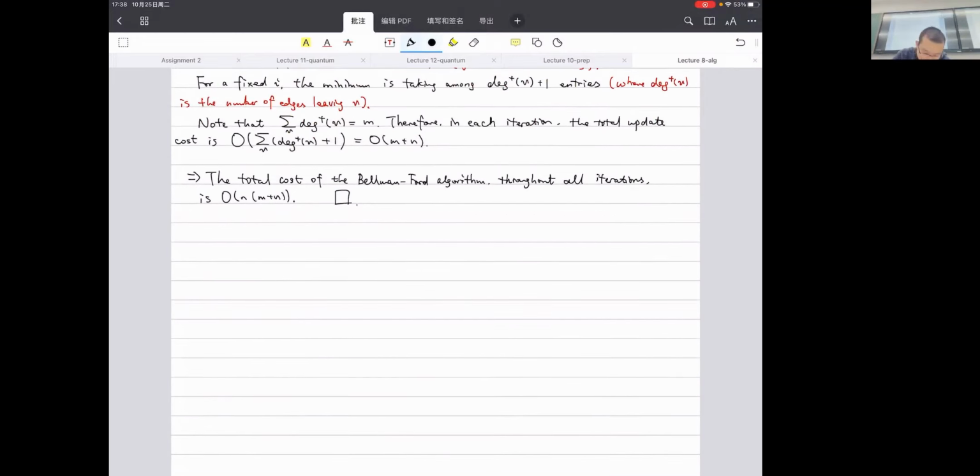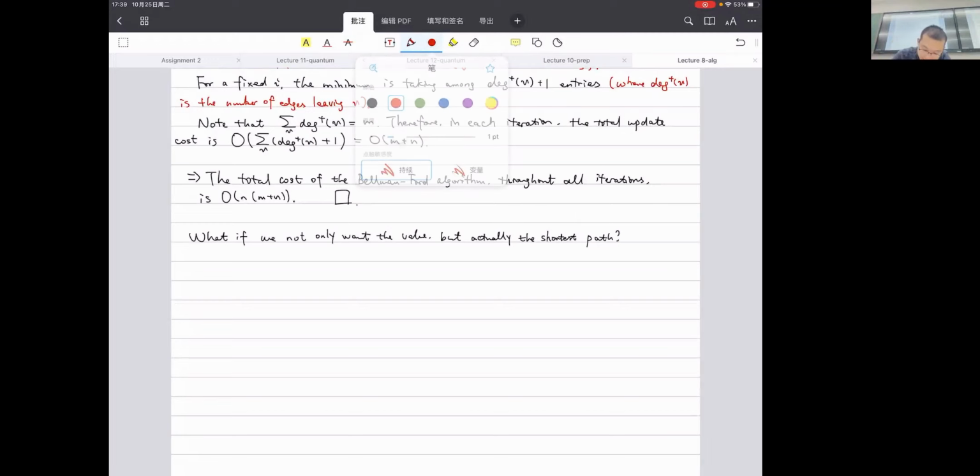In general, a first question you can imagine, like we also discussed for the sequence alignment problem, is what if we want not only a value, but actually the shortest path. I think it is not that easy to improve the space complexity of this problem. A brief answer is basically that we can do this.